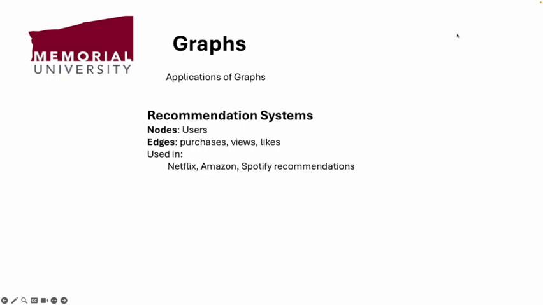Recommendation systems: we can define the vertex as the user, and the edges based on your purchase history, your search history, your views and what you liked. Based on this information, they can give you a recommendation. Netflix, Facebook, Amazon, mainly e-commerce websites, and Shopify use this a lot.